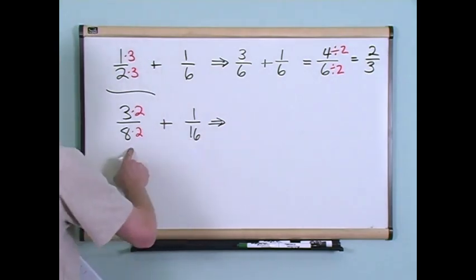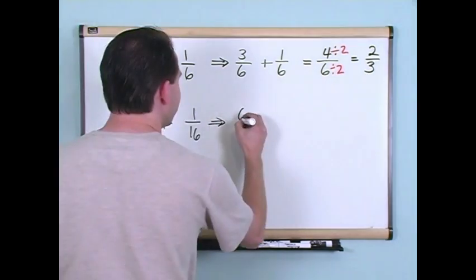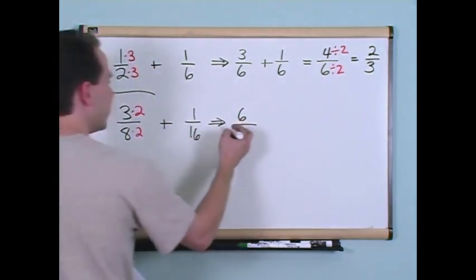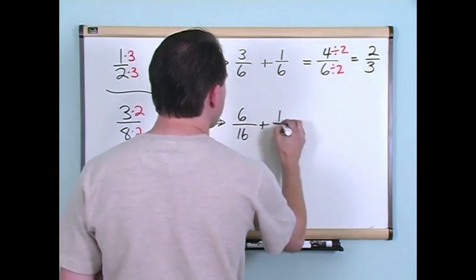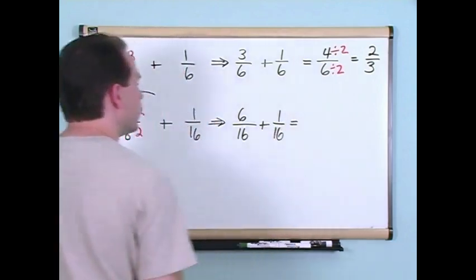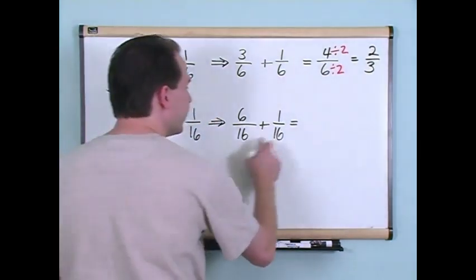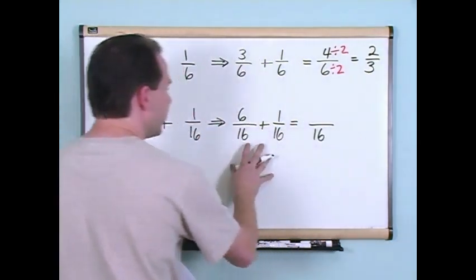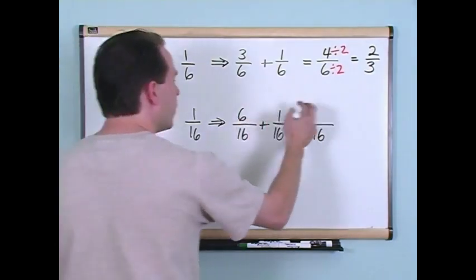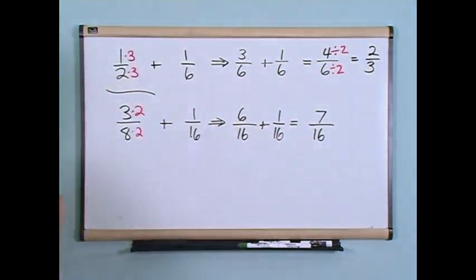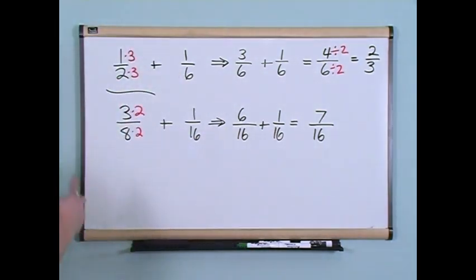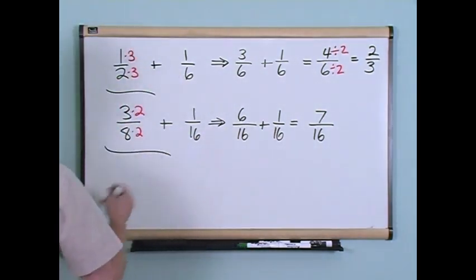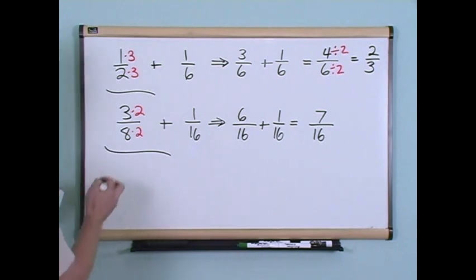So what's my new problem going to be? 3 times 2 is going to give me 6. 8 times 2 is going to give me 16. And of course, I'm adding to it 1/16. And so now the bottoms are the same, so I can just keep it just like before, and then 6 plus 1 gives me 7. 7/16. And there's nothing I can do here to simplify that anymore. Okay? We're just going to work a lot of these problems.